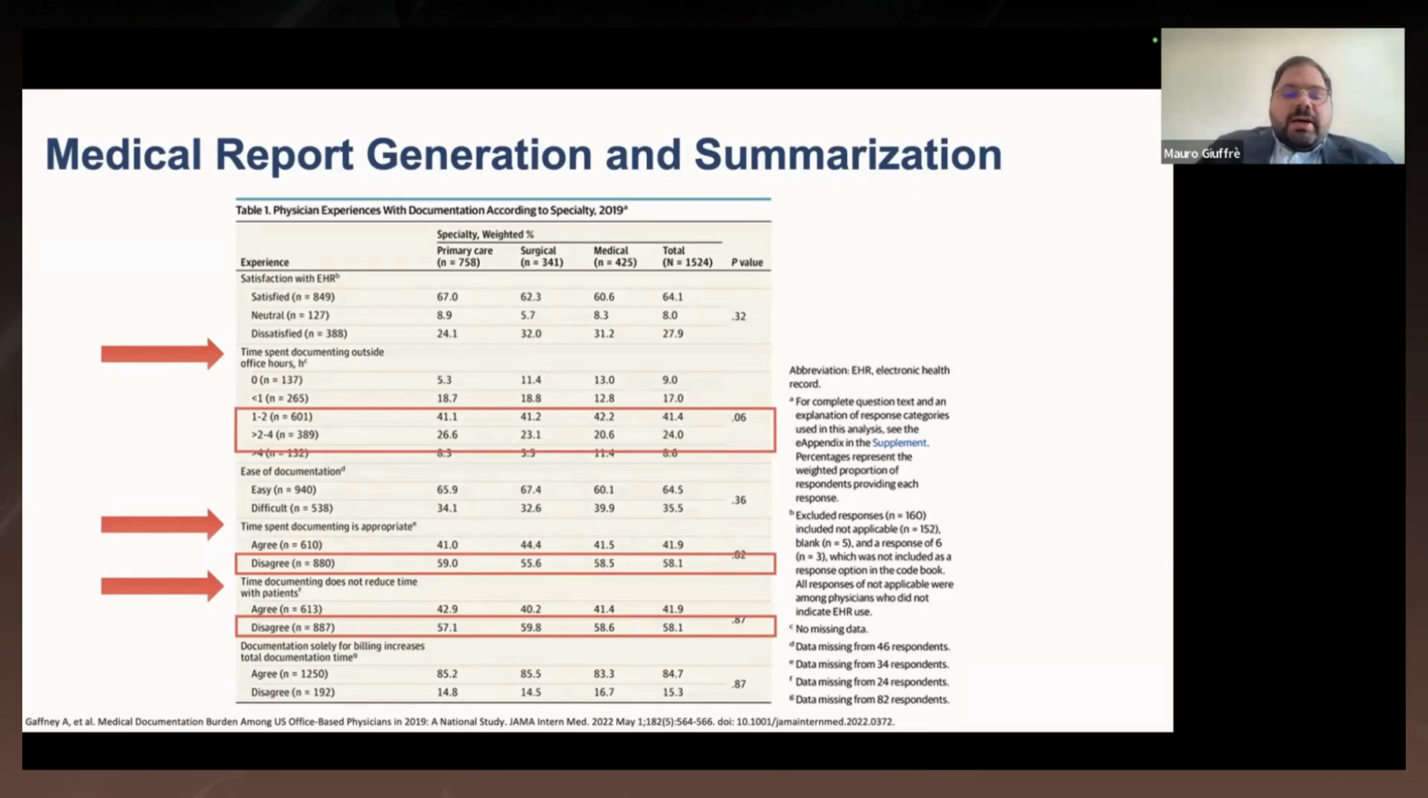And also, they agree that this time spent by writing reports also may reduce the quality and quantity of time that we spend with our patients. So this is like the foundation on why we may need something that help us in doing some tasks that can be automated.